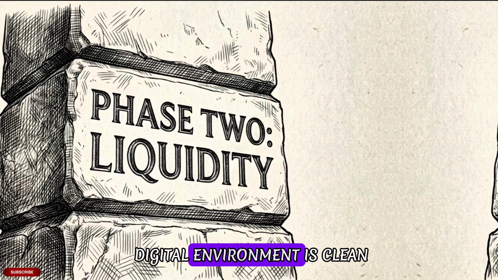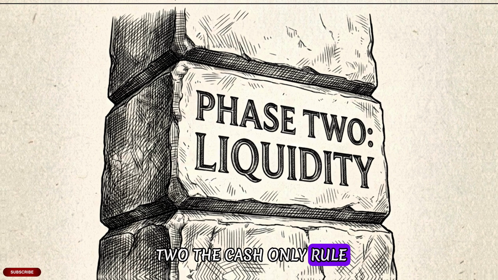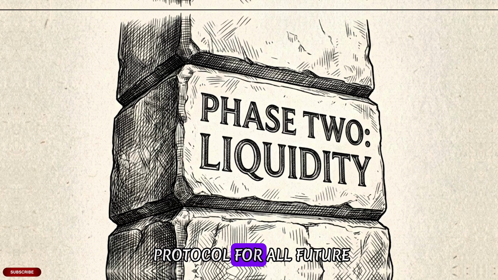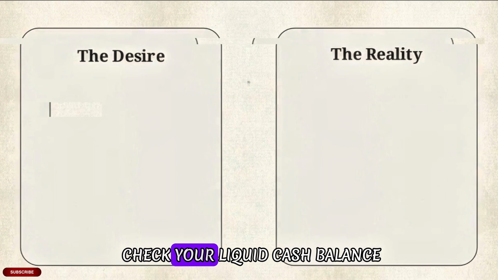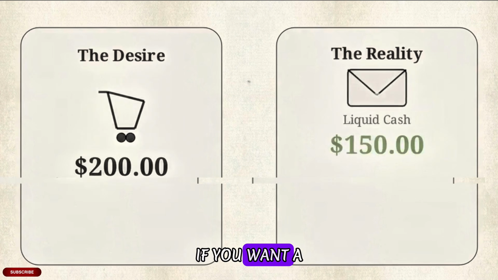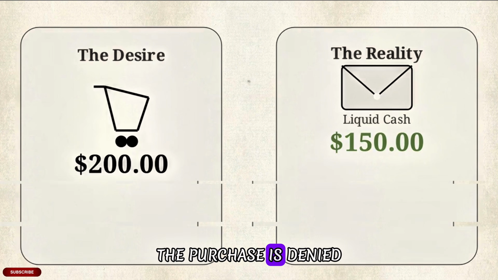Now that your digital environment is clean, we move to step 2, the cash-only rule. This is a strict protocol for all future purchasing decisions. This rule is simple: check your liquid cash balance. If you want a $200 item but only have $150 available, the purchase is denied.